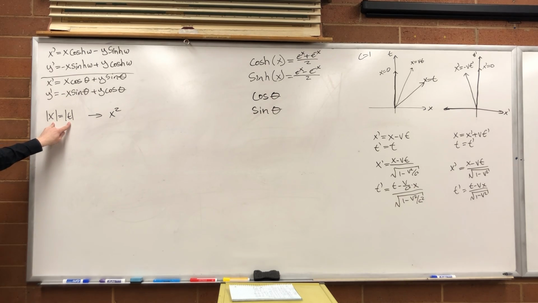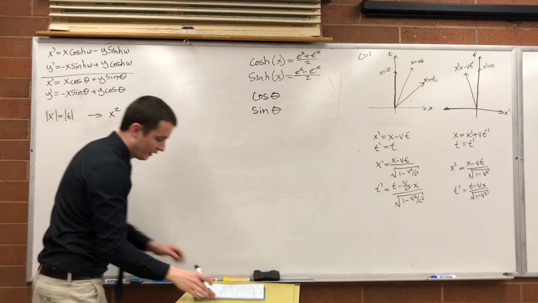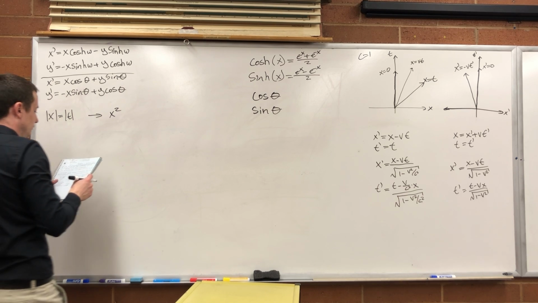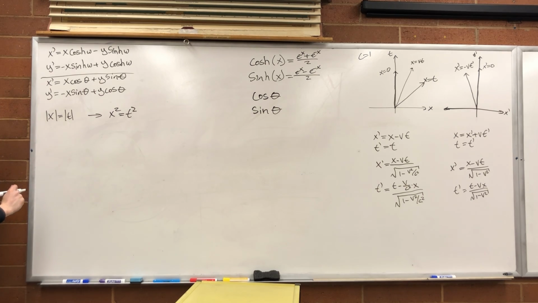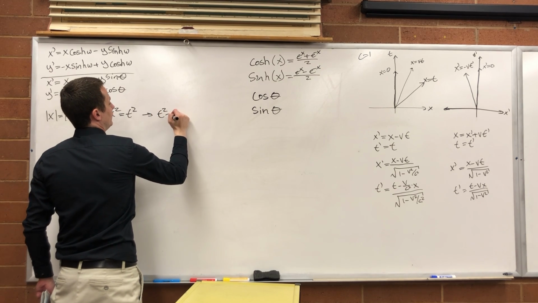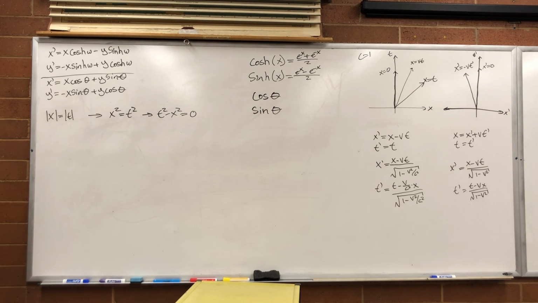So here's a condition that every photon meets. The absolute value of x is equal to the absolute value of t. Okay. Does that make sense? I think so. Which then gives us that x squared is equal to t squared, because now they're both positive values, which then I can write as t squared minus x squared is equal to 0, if I move it all to the same side.